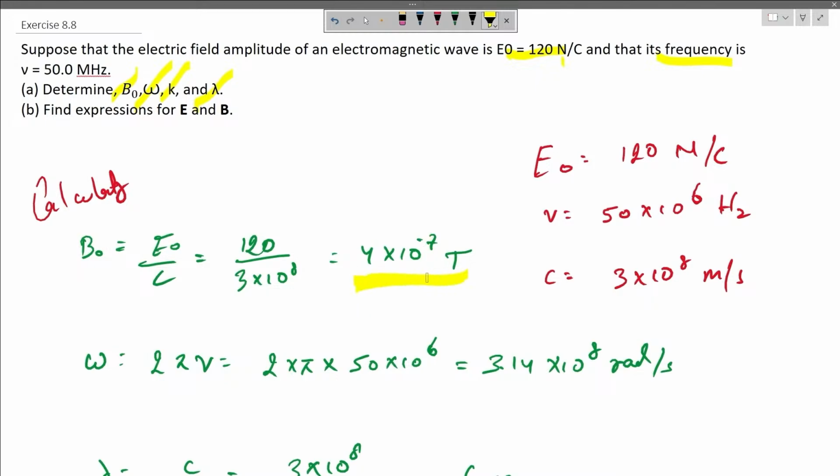we will get the value of B naught, that is 4 into 10 to the power minus 7 Tesla. For angular frequency, we know that angular frequency is 2 pi by T, or 2 pi nu, or 2 pi into frequency. We have been given the value of nu, so we can easily calculate the angular frequency omega, that is 3.14 into 10 to the power 8 radians per second.